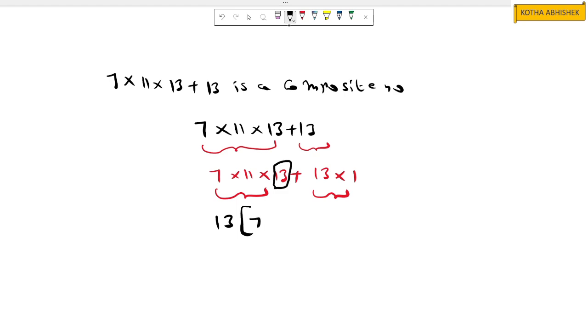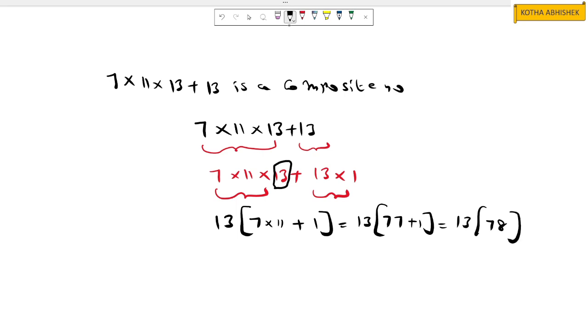So what else is remaining? 7 and 11 are remaining, plus this plus symbol as it is. 13 into 1, 13 we took already common, so remaining is 1, which equals 13 times 7 11s are 77 plus 1, which equals 13 times 78, since 77 plus 1 is 78.